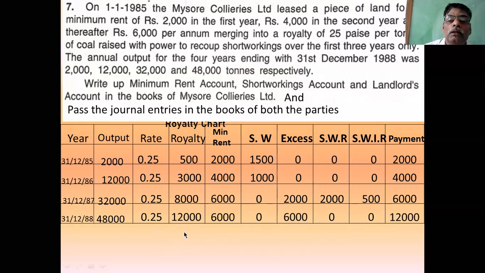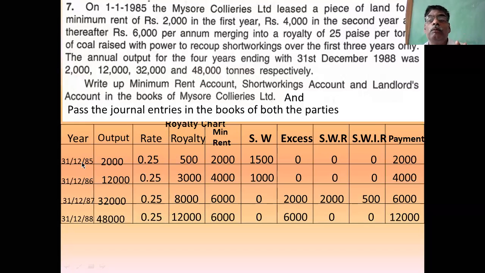This is the royalty chart. Then you remember, minimum rent account is to be prepared only when there is a short working. So first year SW is there, second year SW is there. For these 2 years, you have to prepare minimum rent. Minimum rent account is for only 2 years, and for the remaining period, you follow the original process.